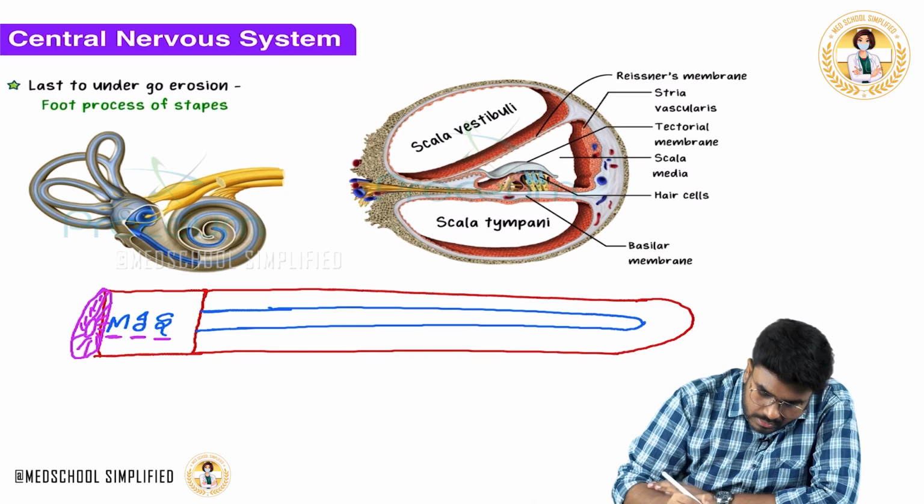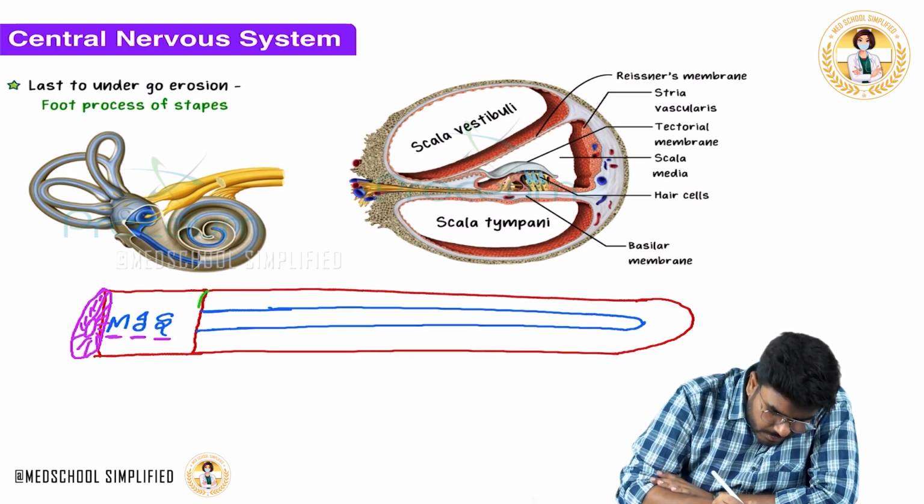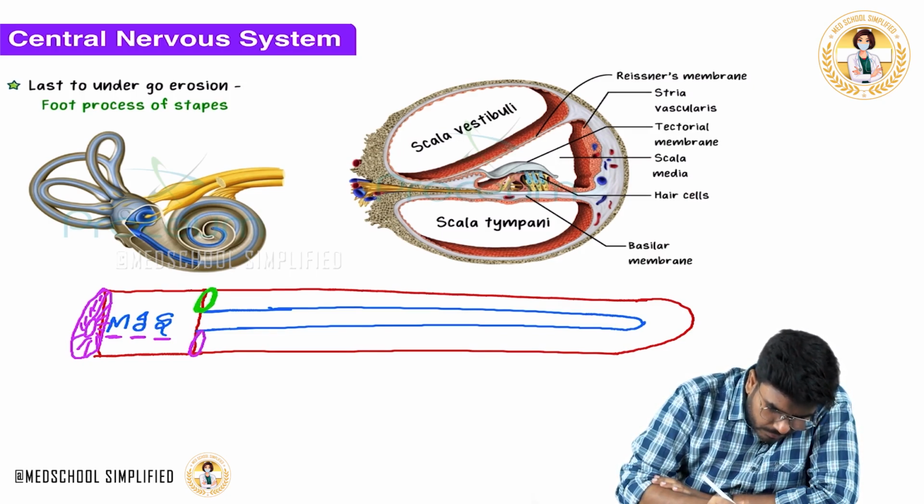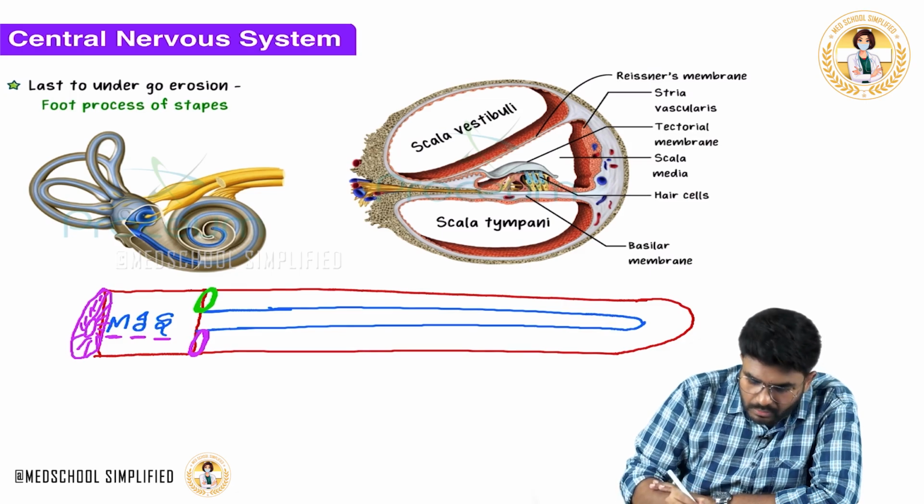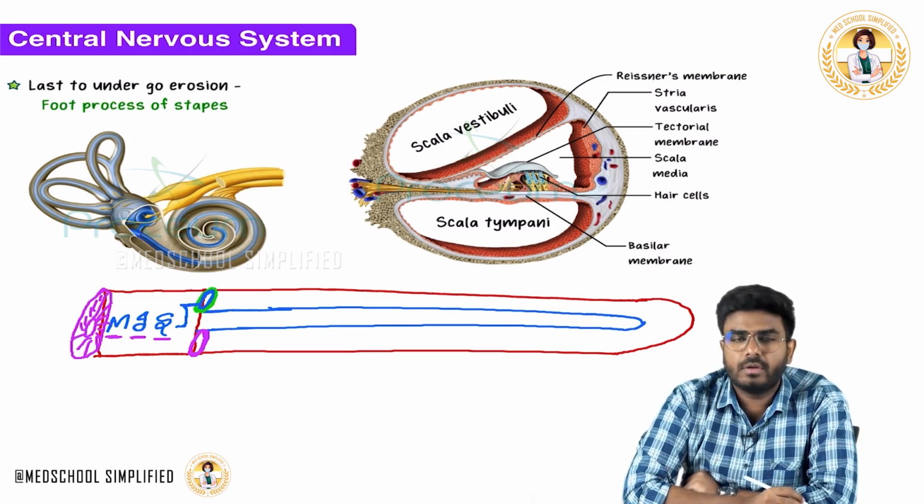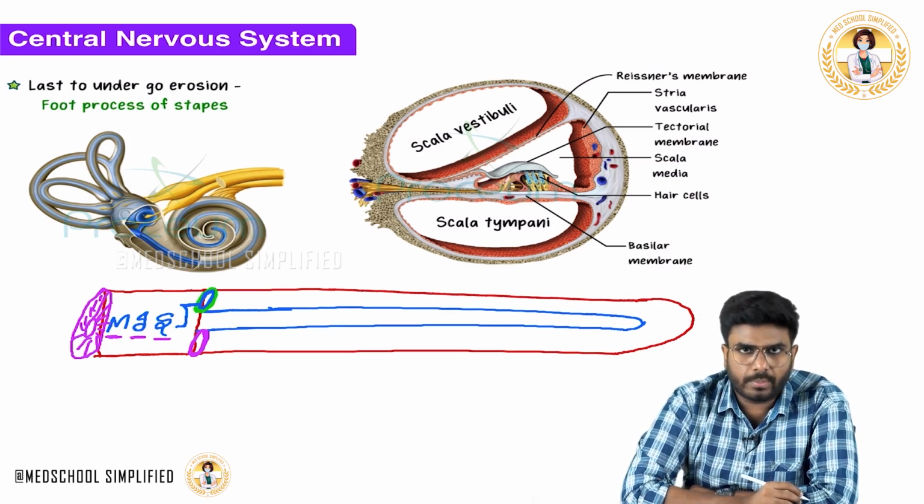Now this window is called the oval window. Here is the oval window, and what is this window? Here is the round window: oval window and round window. Now where exactly does the stapes open into? Stapes is going to open into the oval window. The foot plate of stapes opens into the oval window. Now what happens?